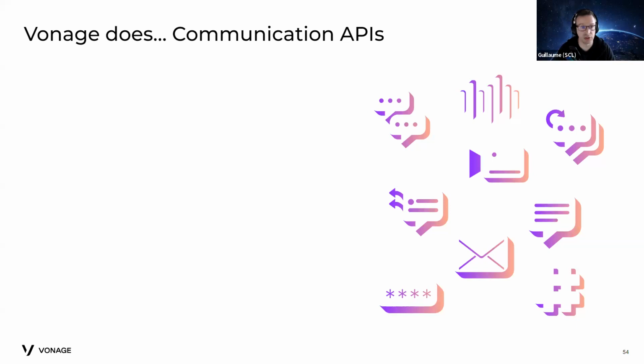So first, what do we do at Vonage? Well, Vonage offers communication APIs. So whether you want to send a text message or a WhatsApp message, or you want to start a video call, send voice messages, do meetings, or two-factor authentication, there are so many APIs.